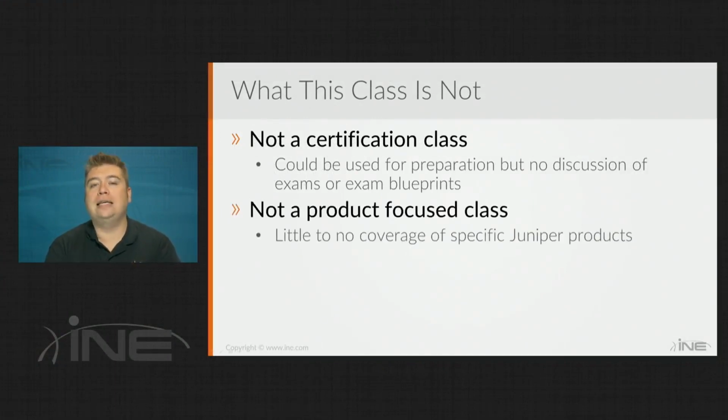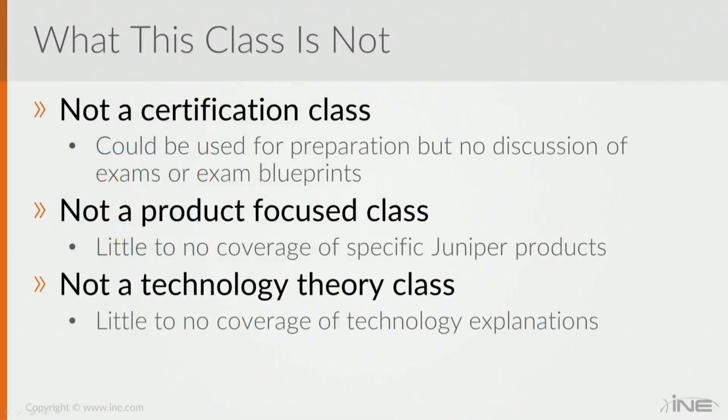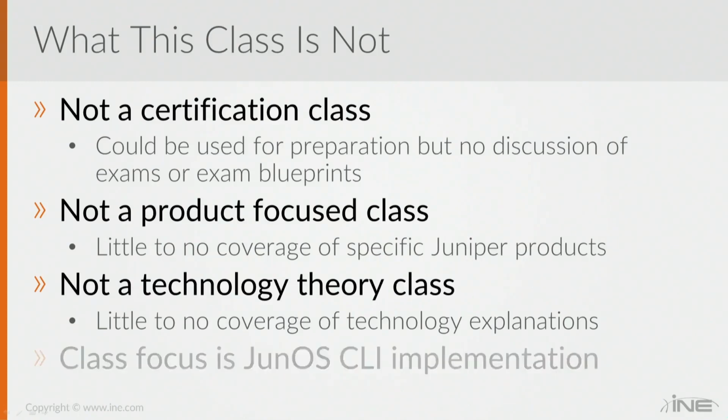The other thing also is that this is not a product class. We're not going to be talking about the specific Juniper hardware options, what the differences in the interfaces and the port density in Cisco versus Juniper are. We're mainly focusing on just the operating system, just JunOS. Additionally, this is not a technology theory class. I'm not going to be spending tons of time talking about what BGP is, what MPLS is, how the designs work. We're mainly focusing on just the CLI implementations.